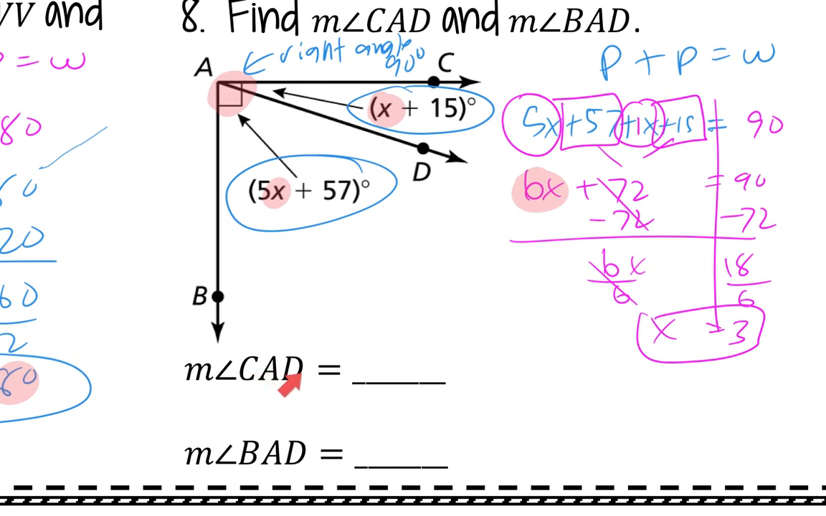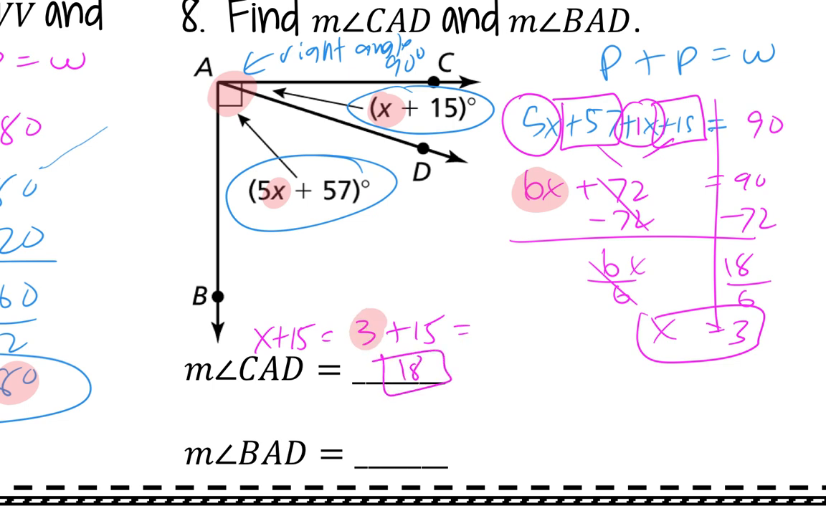They want CAD. CAD is represented by x plus 15, right? X plus 15. So that's going to be equal to 3 plus that 15, right? Okay, so that means our answer is 18.